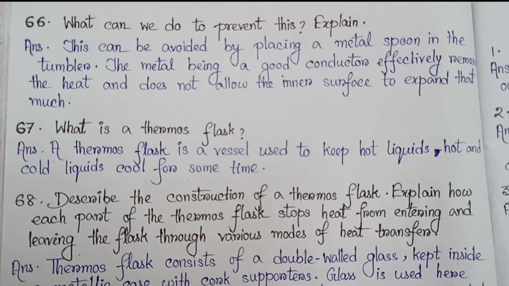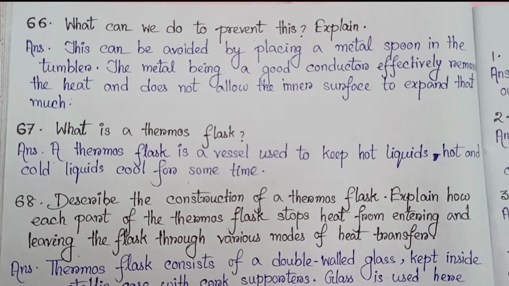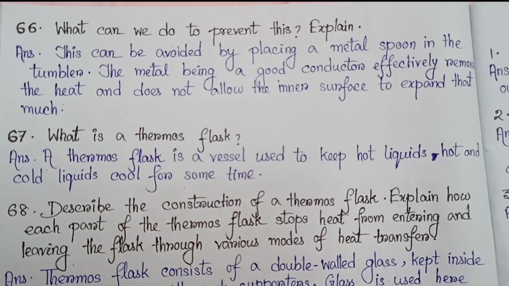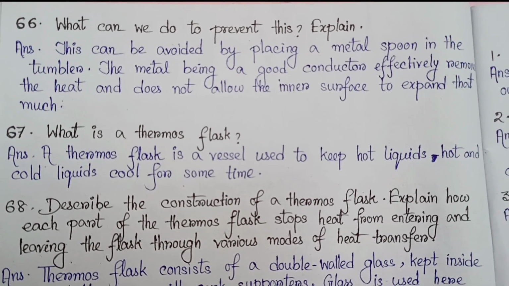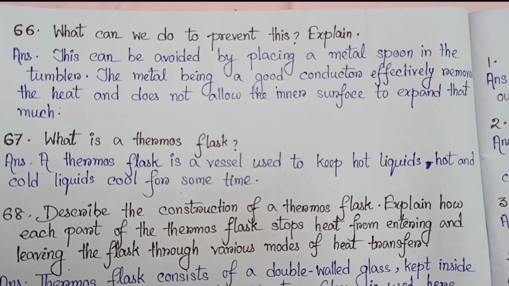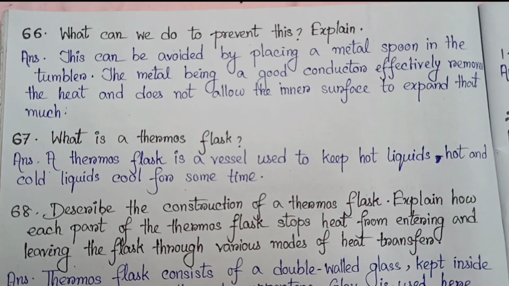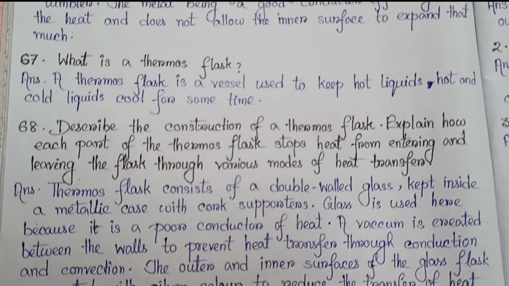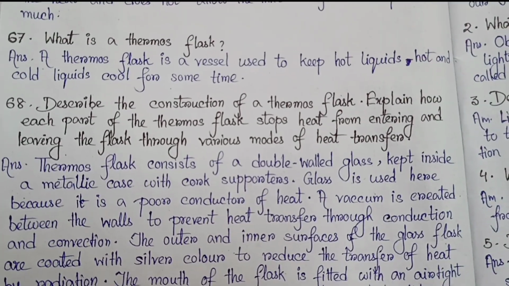66. What can we do to prevent this? Explain. This can be avoided by placing a metal spoon in the tumbler. The metal, being a good conductor, effectively removes the heat and does not allow the inner surface to expand that much.